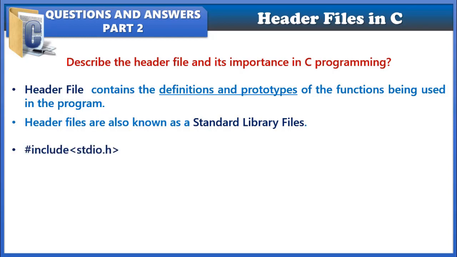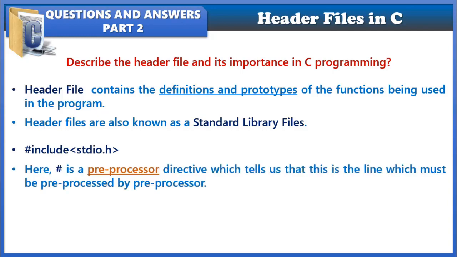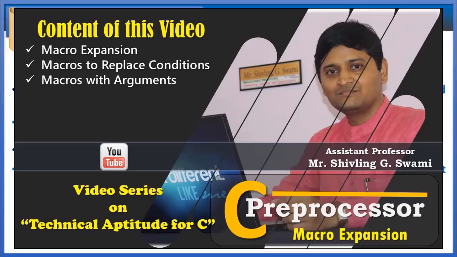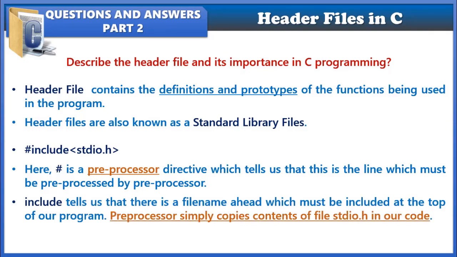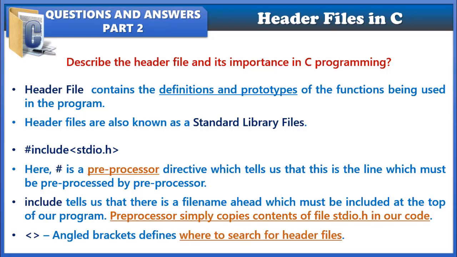For example, if we use this line #include <stdio.h>, here hash is a preprocessor directive which tells us that this line should be processed by the preprocessor. If you want to know about the preprocessor, please go through my video on C preprocessor, which I have already published on my channel. Here include tells us that the file name ahead, which is given in this angled bracket, should be included at the top of our program. Preprocessor simply copies the content of that particular file stdio.h at the top of our program, and angle brackets define where to search the header file.